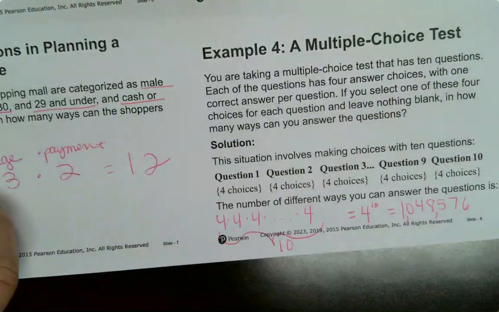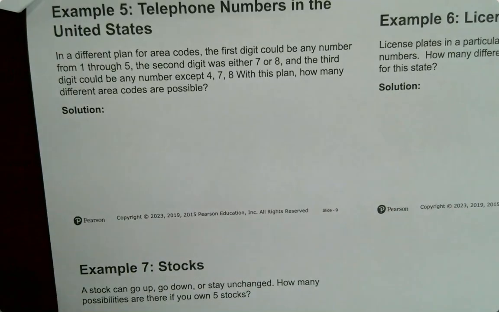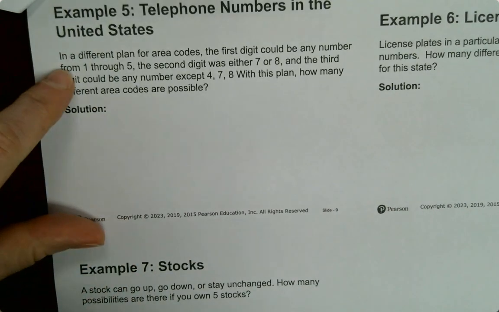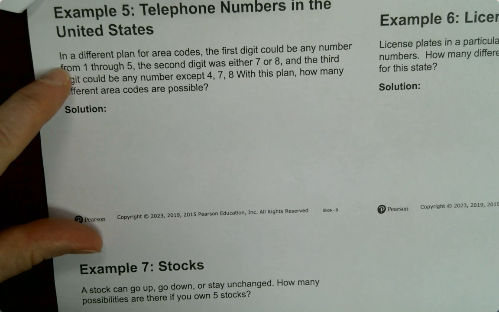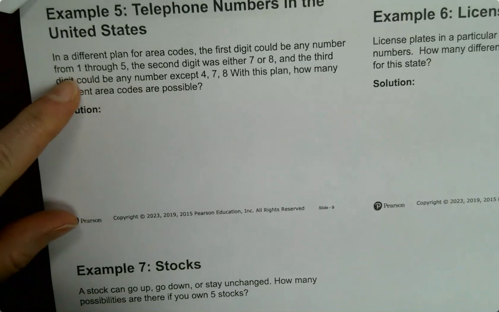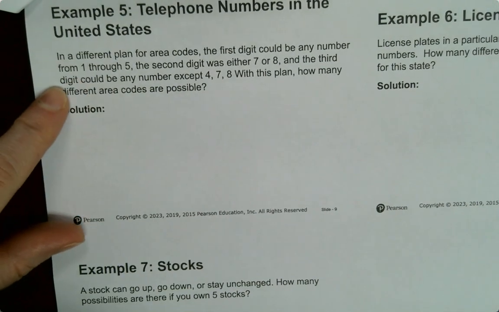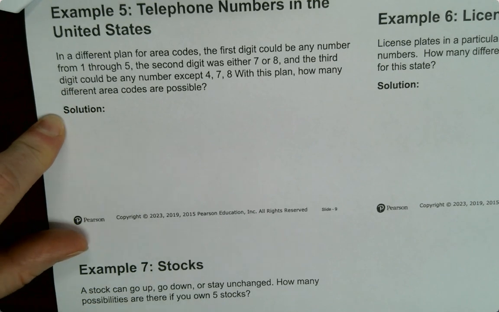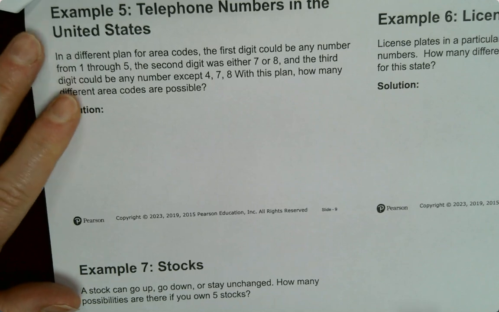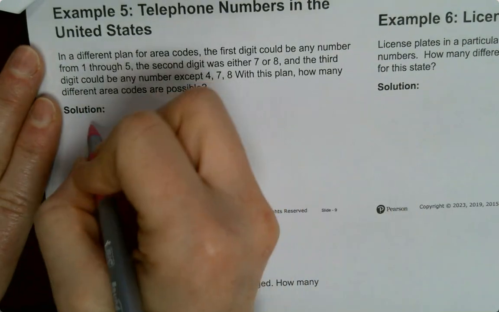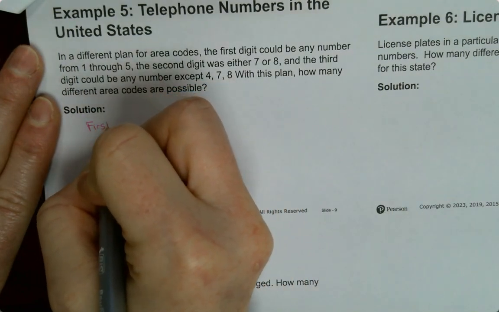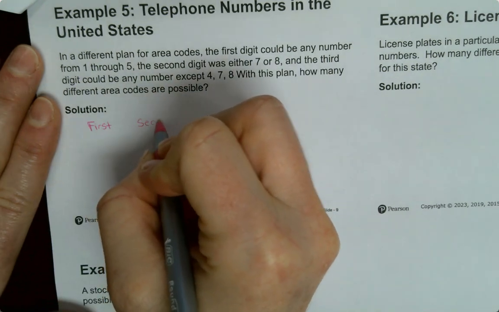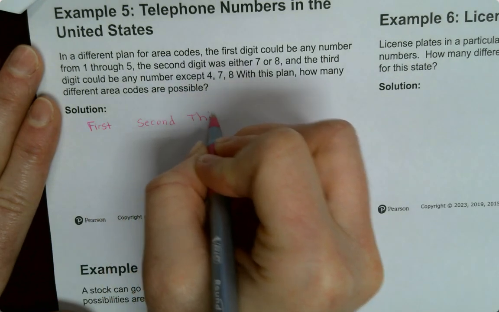Let me turn the page. In a different plan for area codes, the first digit can be any number 1 through 5. Second digit was either 7 or 8. The third digit could be any number except 4, 7, and 8. With this plan, how many different area codes are possible? All right, so we have 3 digits, right? We have the first digit, the second digit, and the third digit.